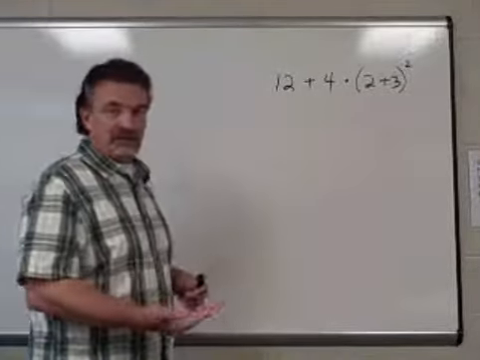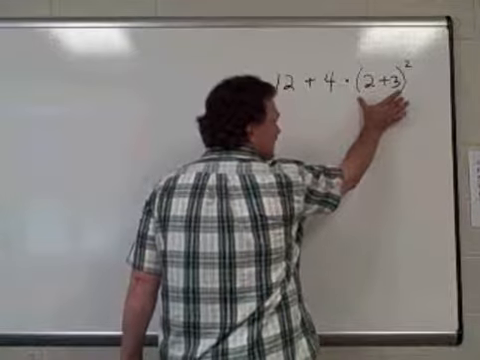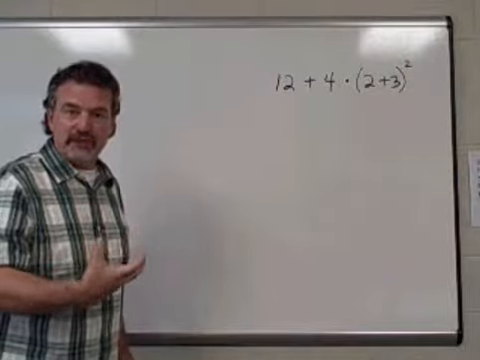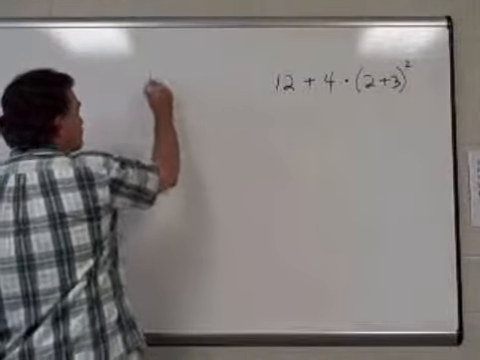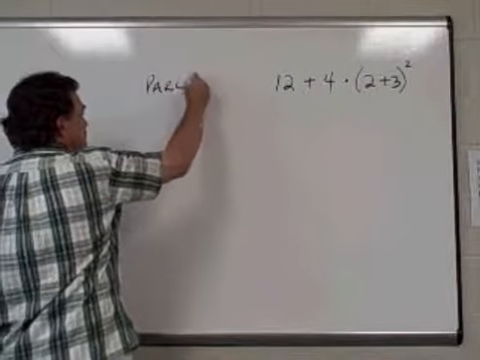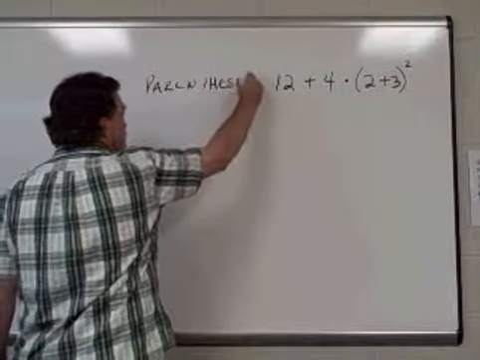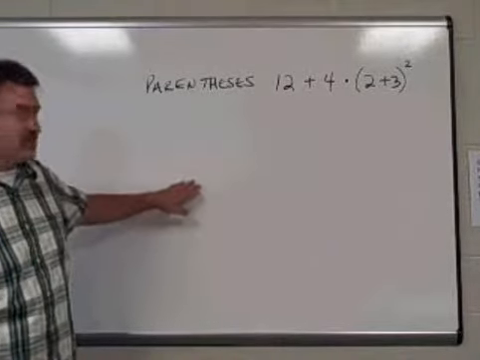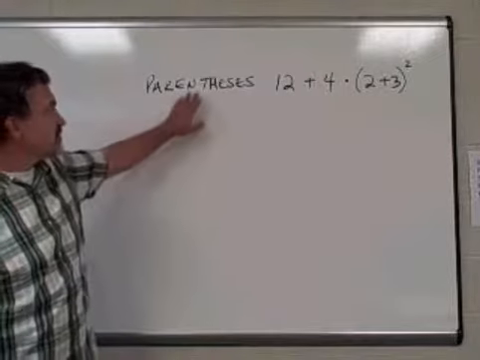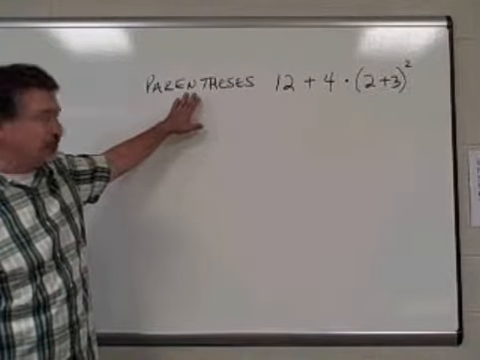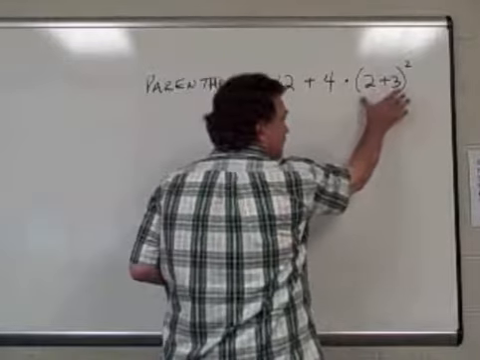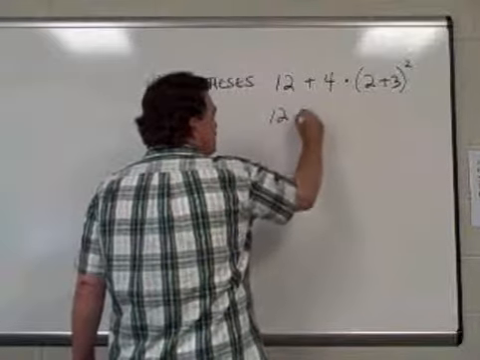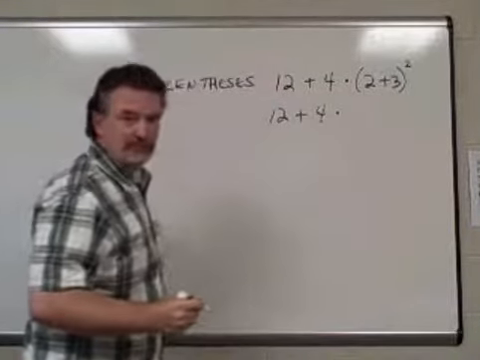And what they have decided upon is that if you have a set of parentheses that contains an operation, you should perform that operation that's inside the parentheses first. So our order of operations, our priority of operations, starts with operations that are inside parentheses. And we do have an operation inside that set of parentheses, don't we? We have an addition. So that's really the first operation that we should perform.